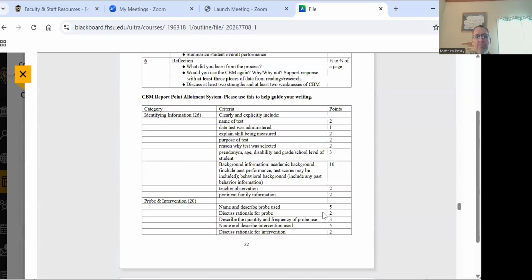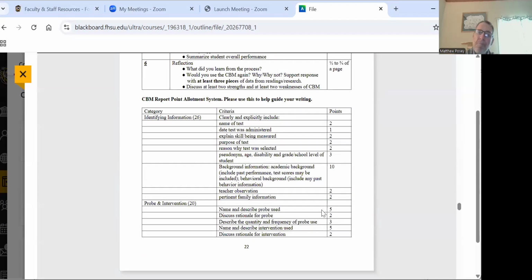Okay, so going back to our conversation last week, I went ahead and covered a little bit of this, but I'm going to go back and review it. If you remember, we have a couple new areas on this assessment report compared to the normed reference and also compared to the informal. One new section is going to be the probe and intervention. That's one of them. So we have our identifying information section to start your report.